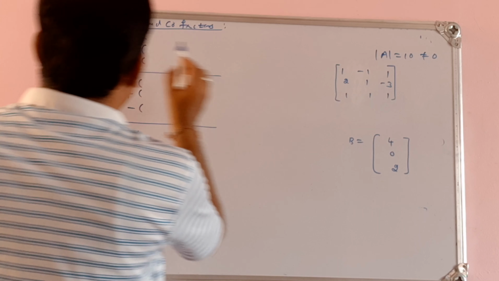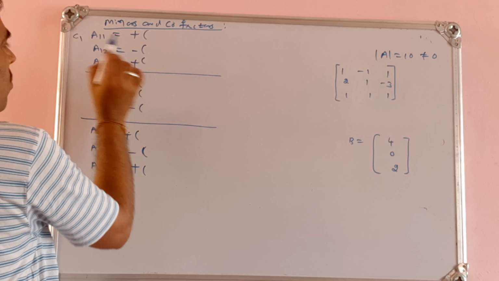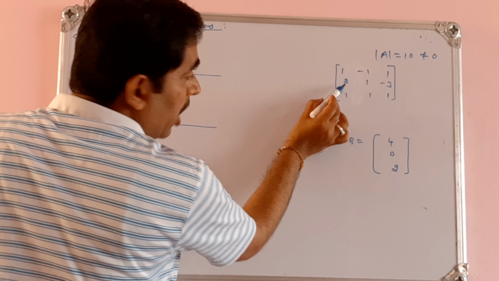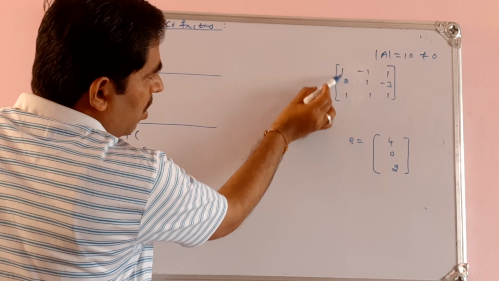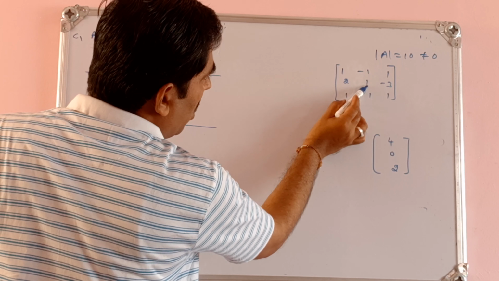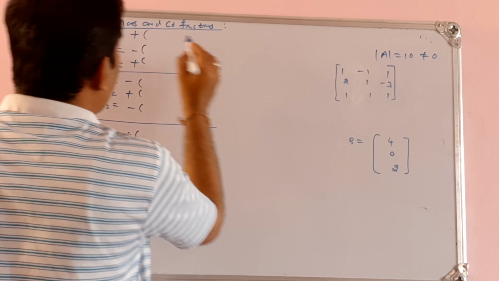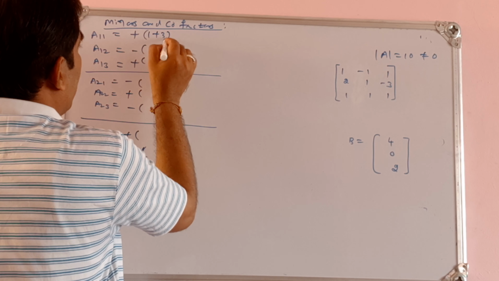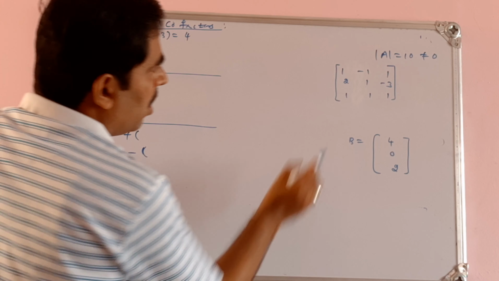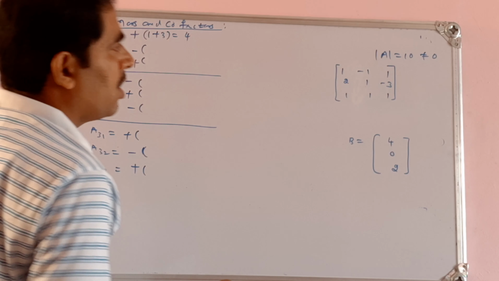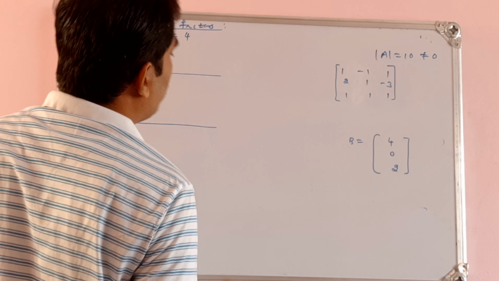Okay, I will see what is the cofactor of A11. That means 1. So you leave, observe here, this column and this row. See, 1 minus of minus 3, that is 1 plus 3, that will be 4.